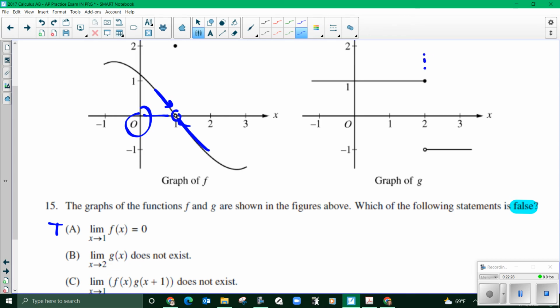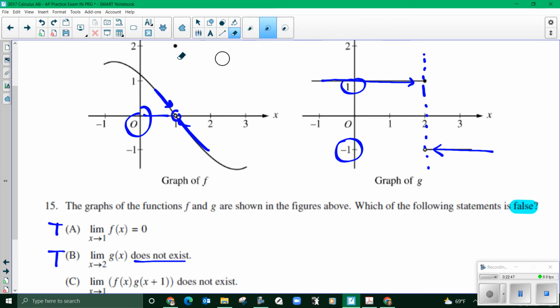Okay? The limit as x approaches 2 of g of x does not exist. Well, here's the line x is 2. As I approach it from this side, it has a y value of 1. As I approach it from this side, it has a y value of -1. They are not the same. So it's true. It does not exist. All right, let's look at choice C.